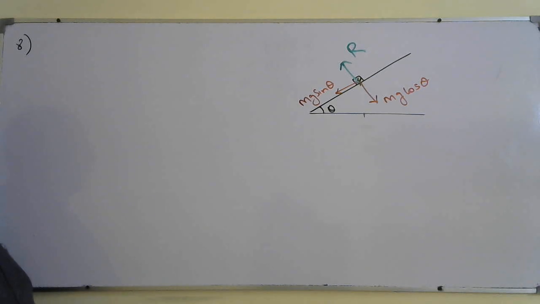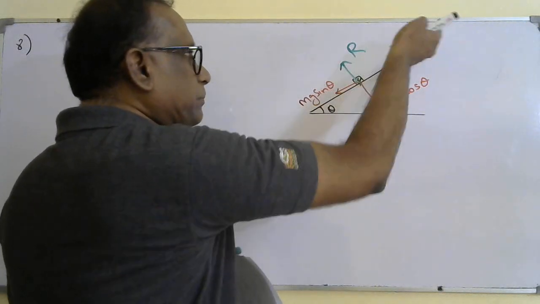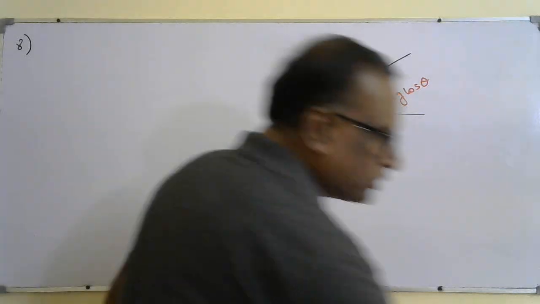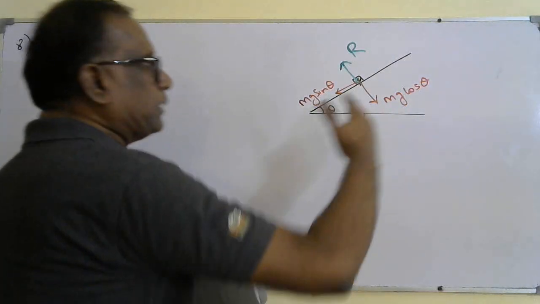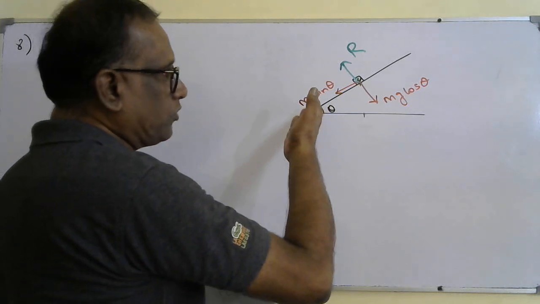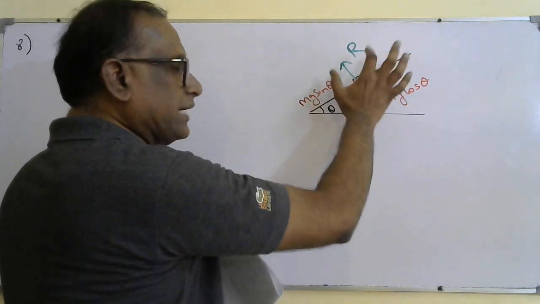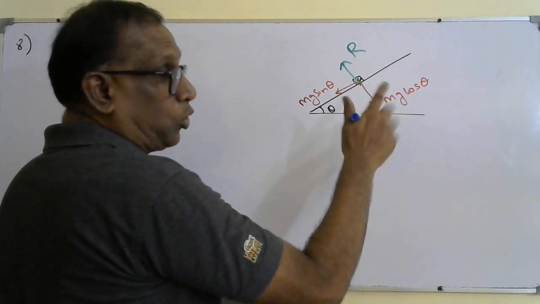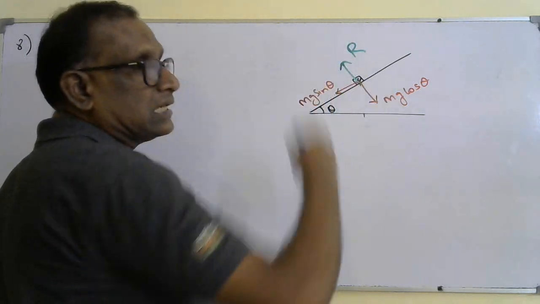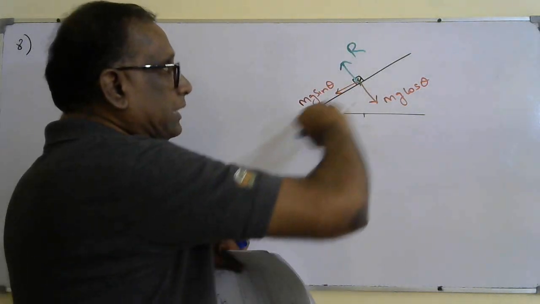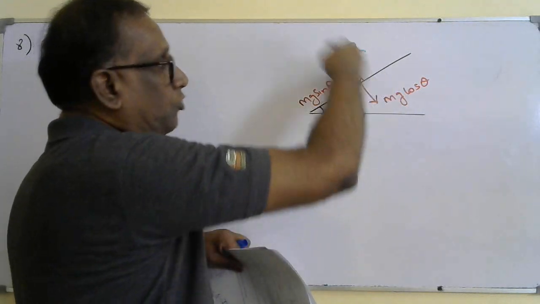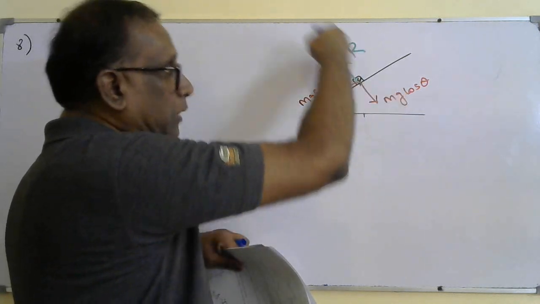Normally, when the object is at rest or when the object moves along the plane, there is no motion or no acceleration perpendicular to the plane. When the object moves along the plane or is at rest, there is no resultant force perpendicular to the plane.